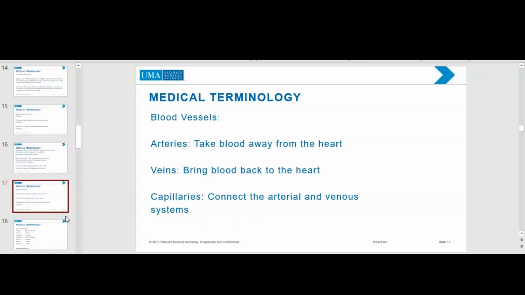So when we talk about blood vessels, we're talking about arteries, veins, and capillaries. Arteries take blood away from the heart, veins bring blood back to the heart, and capillaries connect the arterial and venous systems.